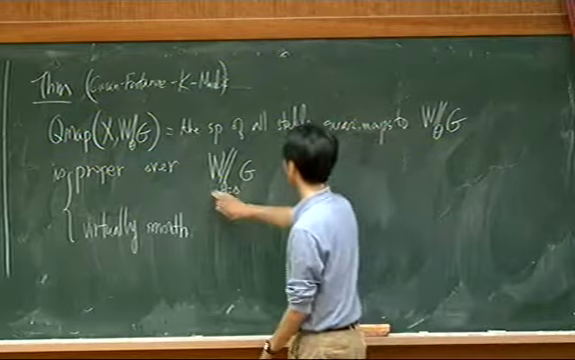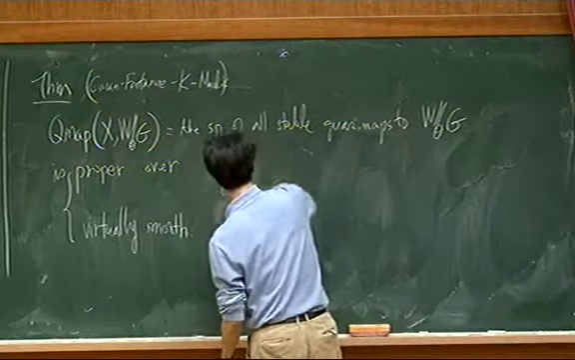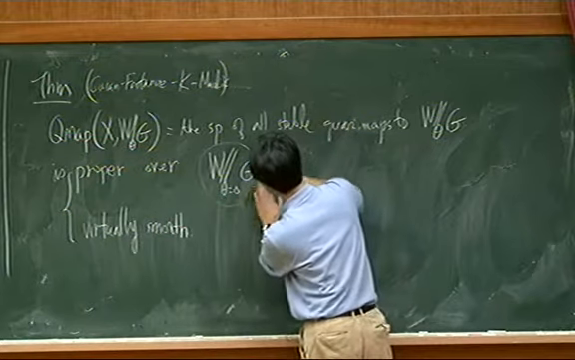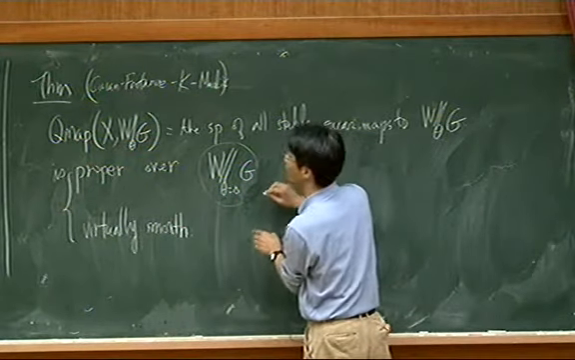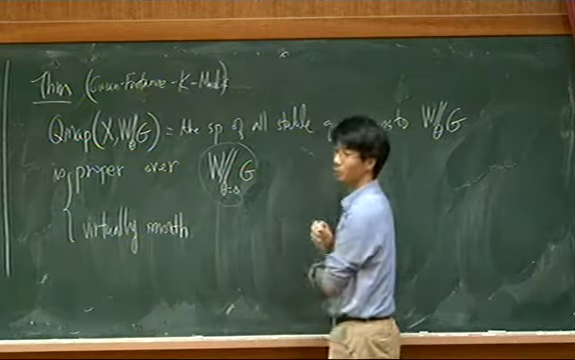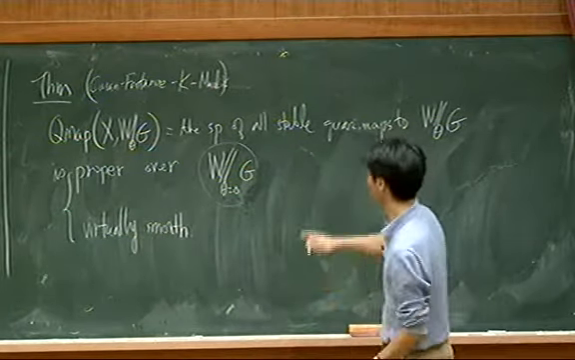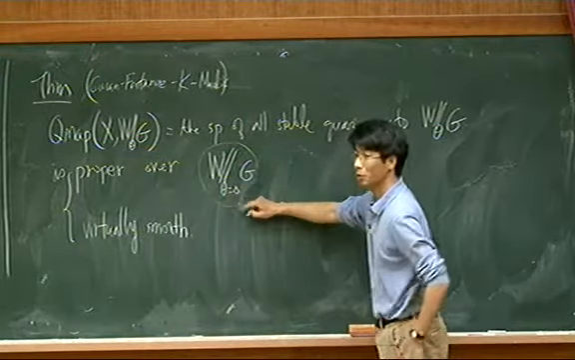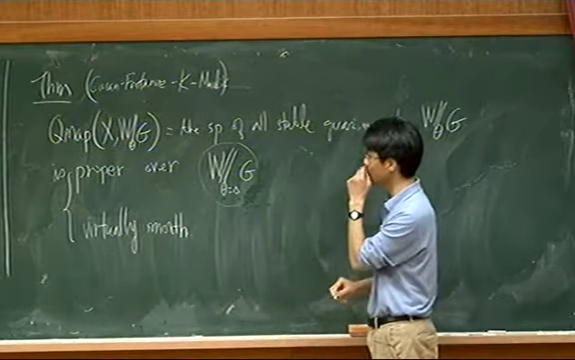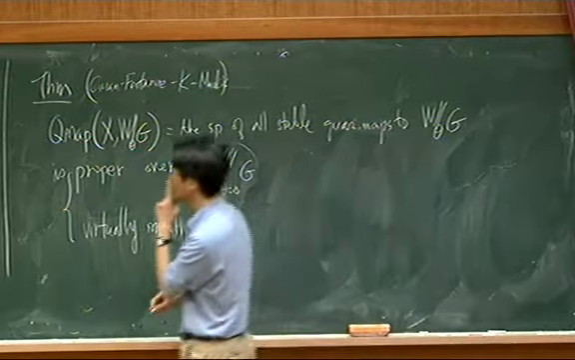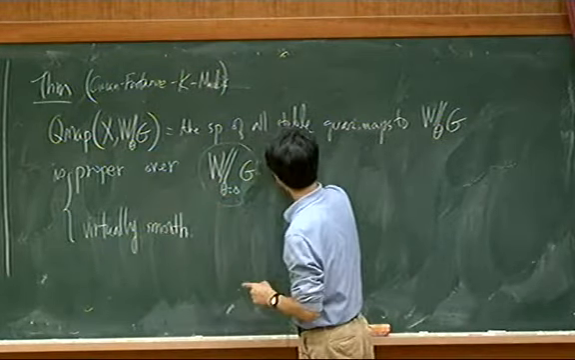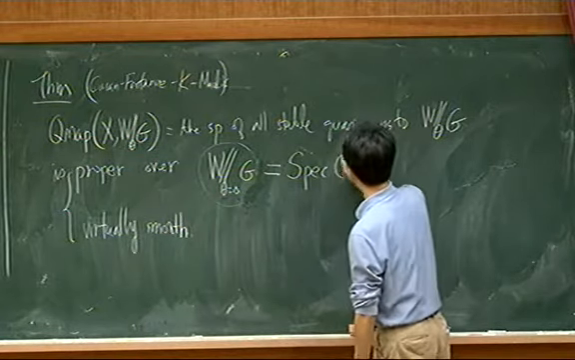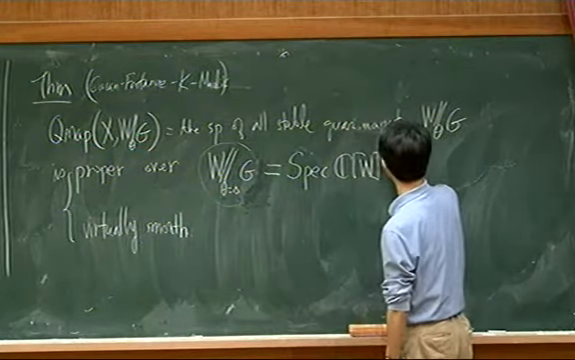Oh, I'm sorry, I have to mention the theta equal to 0 case, the trivial case. When theta equals 0, G acts on C trivially, so this is the trivial character. If you choose the trivial character, then the quotient is nothing but Spec of C[W]^G.